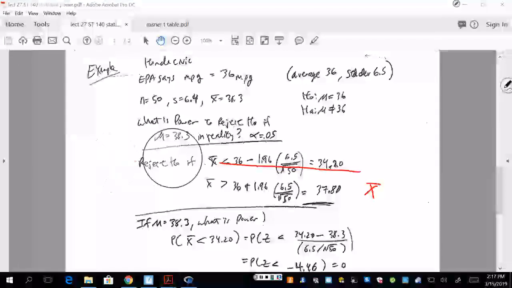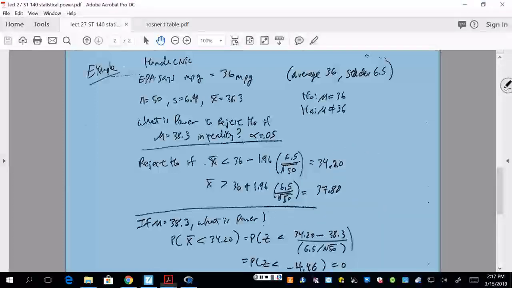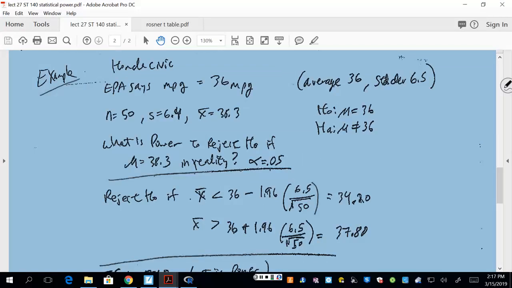So here's a little numerical example. Say that for a car like the Honda Civic, the EPA does a bunch of tests and says that this car gets 36 miles per gallon on average, with a standard deviation of about 6.5 for individual cars and individual drivers. And then you go out and measure 50, and you get a standard deviation of 6.4. The mean is 38.3.